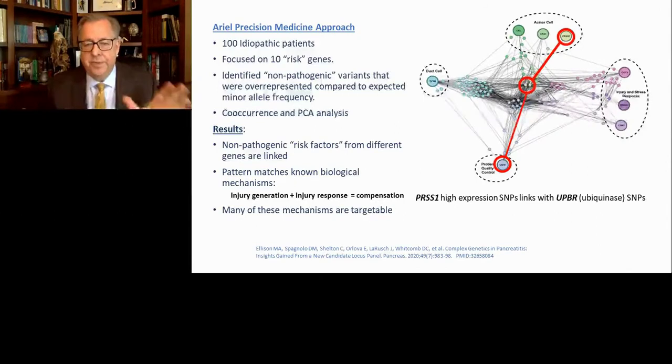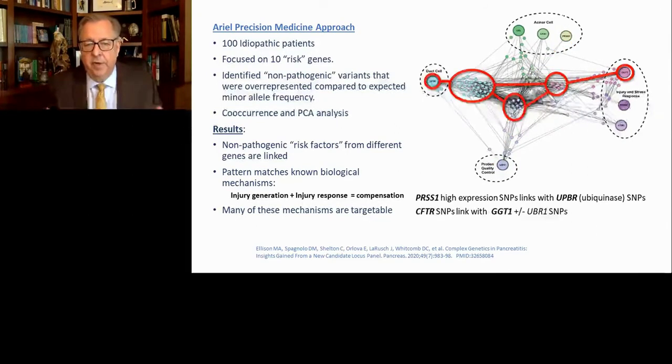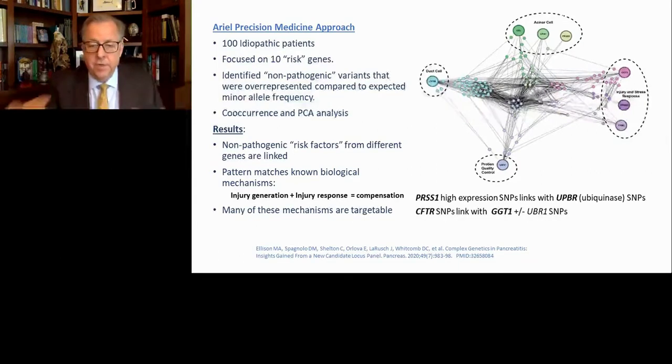In addition, we see that the duct cell, if there are different types of CFTR variants that are not pathogenic, they seem to cluster with an important gene called GGT1, which is an antioxidant that occurs in the duct cells that protects the pancreas and the duct cells from injury. And it also is linked with the UBR1, so that if you have a combination of these factors, the cells fail and you end up developing chronic pancreatitis. So now we're beginning to understand how these things work together.